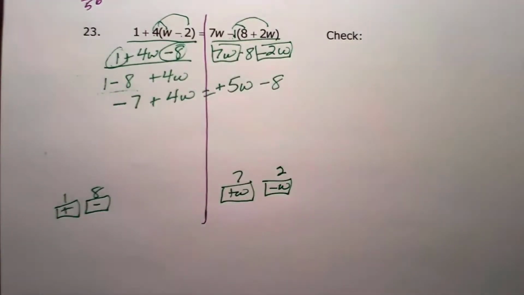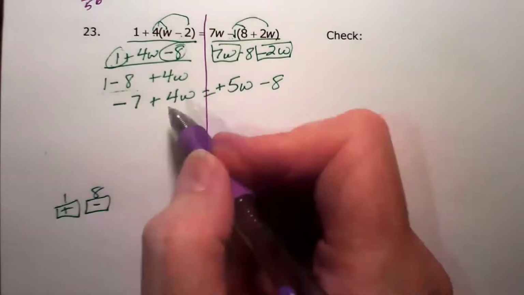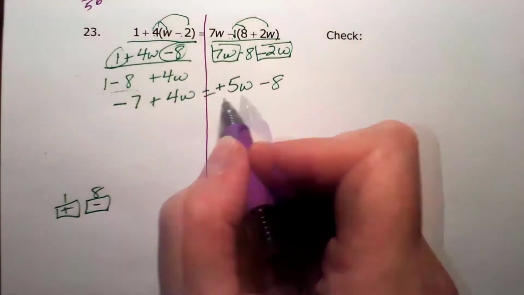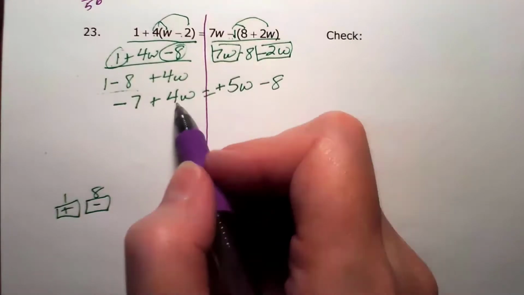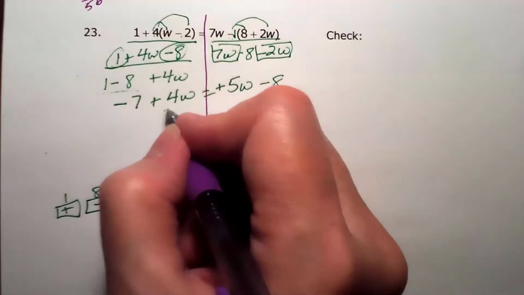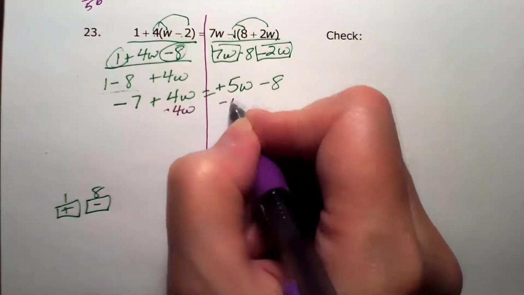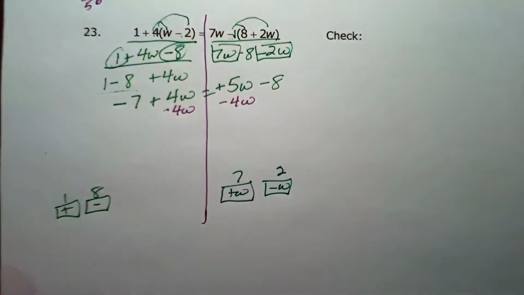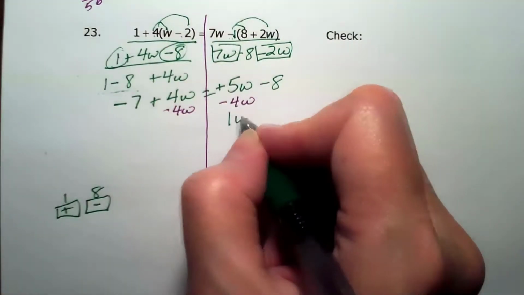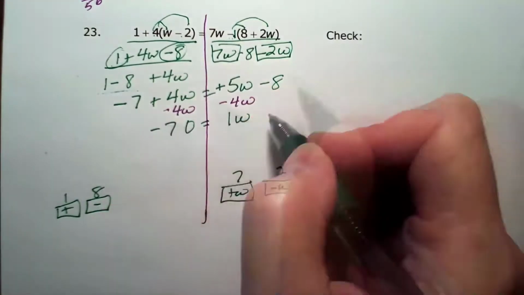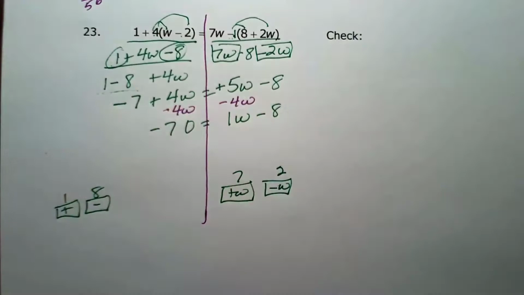Now I'm going to do where I balance it by doing the same thing to both sides. I look at the variables first. If I subtract 5w from both sides, I'll end up with a negative. So I don't want to do that. I want to take away the smaller one. So 5 minus 4 is 1w. 4 minus 4 is 0. I still have negative 7 and I still have negative 8.